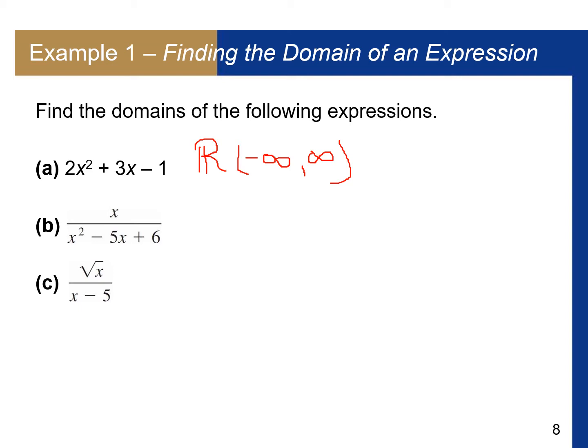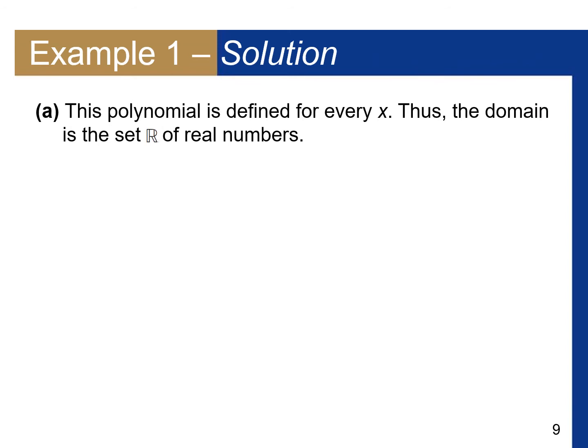Now, B, if I look at this, I see that I have an algebraic expression on the bottom of a fraction, so I'm going to have to take a look at that to see what would give me 0 on the bottom, because that will not be in my domain. And then on this one, I see I have a square root on the top, so this top has to be greater than or equal to 0. And then the bottom, I cannot have 0 on the bottom, so it looks like I cannot put the number 5 in here. So let's take a look at how to examine these.